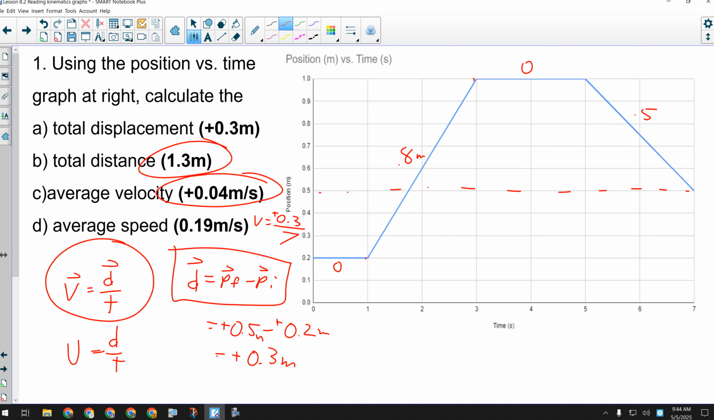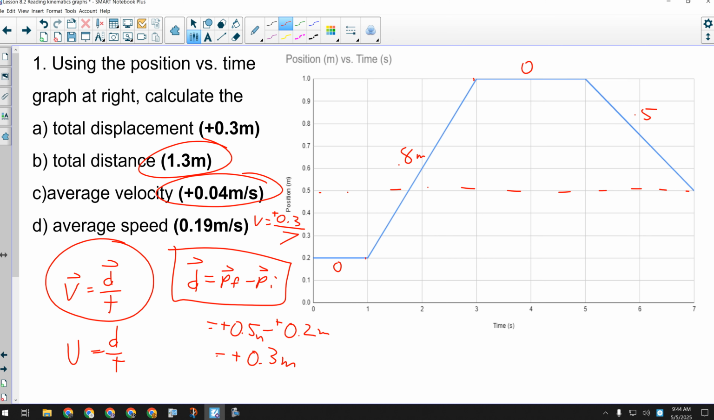0.04 meters per second. Is the positive important there? It is. Velocity is a vector quantity. I have to indicate that this thing ended up 0.3 meters forward of where it started and moved at 0.04 meters per second forwards on average.